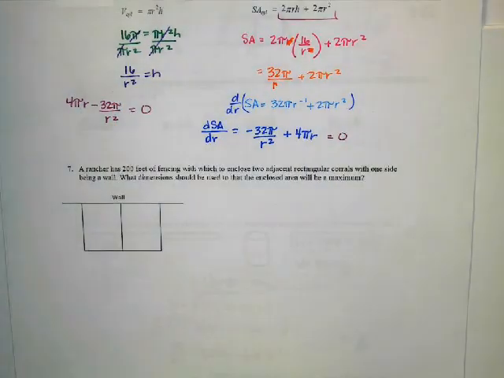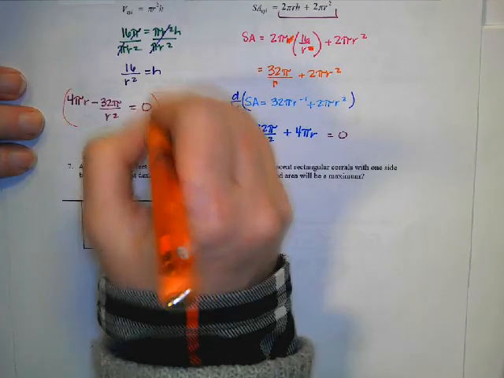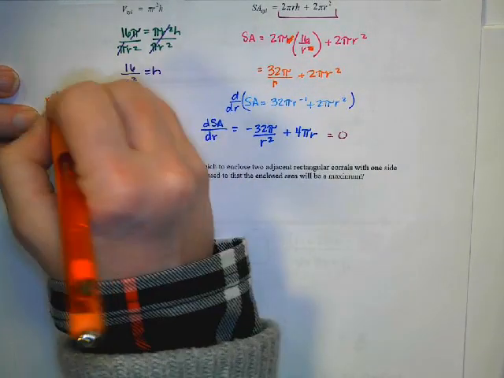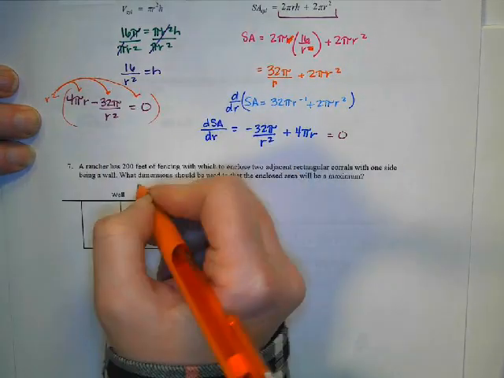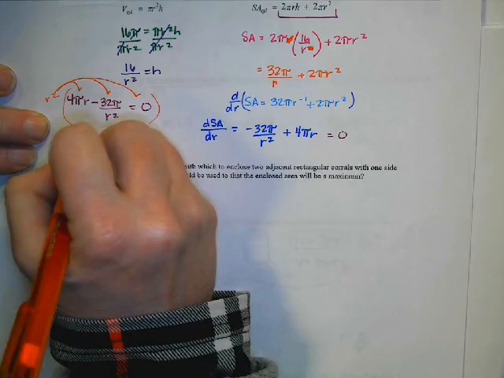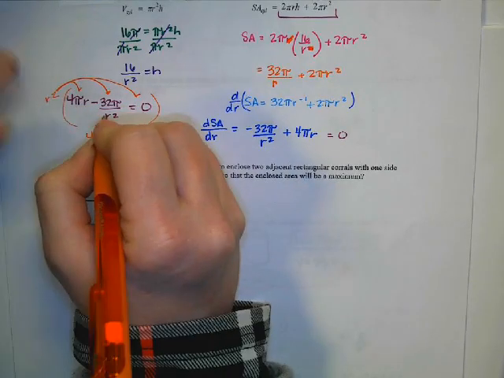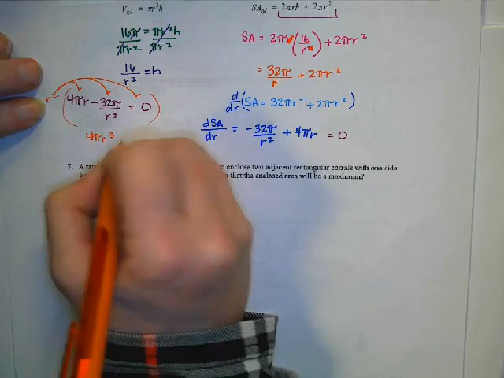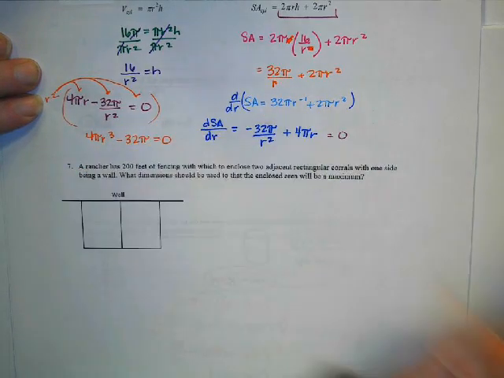Okay, I'm going to clear the fraction. And if you clear a fraction, you multiply your entire equation by the denominator you're trying to get rid of. So I'm multiplying it all by r squared. That would be this times r squared, this times r squared, and this times r squared. That gives me 4 pi r cubed. It cancels the r squared over r squared. Minus 32 pi. And r squared times 0 is still 0.